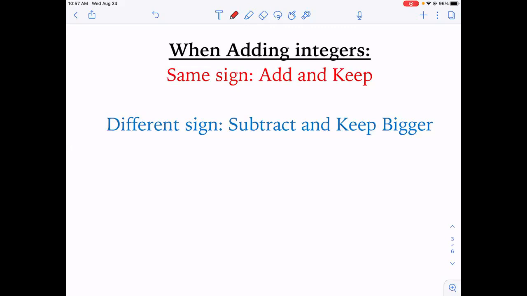So remember, if we are adding integers and we have the same sign, we're gonna add the numbers and keep the sign, okay? Remember, if we have different signs, then we're subtracting and we keep the bigger sign, okay? So we'll still need that to help us.